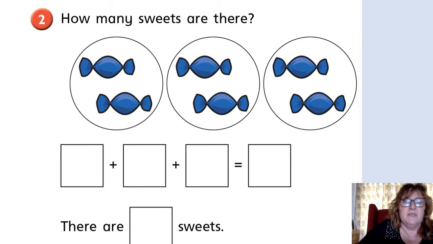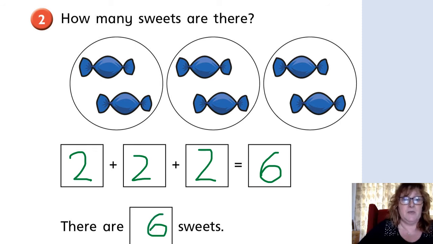How many sweets are there? Well, I know you're really good at counting in 2, so that would be 2, 4, 6, wouldn't it? We've got 3 groups of 2, which is 6. There are 6 sweets. Well done. I'm sure you found that one really easy. But you've only found it easy because you've been listening and you followed the instructions. It doesn't matter what numbers or amounts they are.